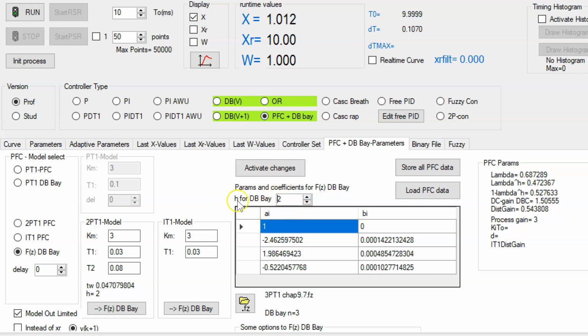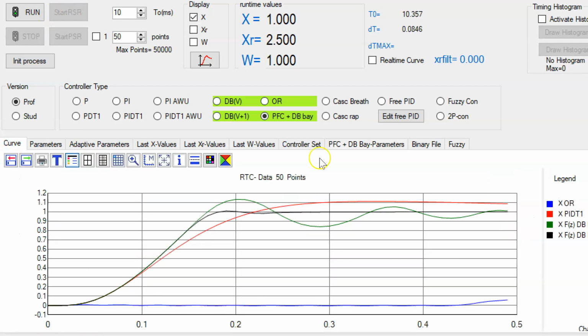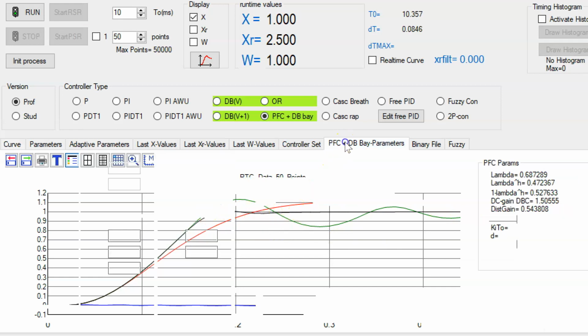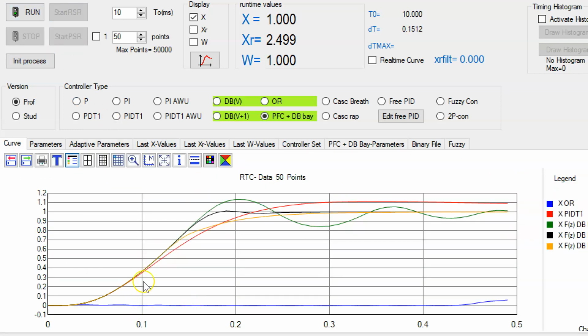I have a parameter called here age. Now I set this age to 2, and now look what happens with this parameter. Init process and start the curve. Now the oscillation is gone and we have a very nice black curve. If I set this to 3, run again, init process, then you see there is a slow creeping to the final value without any overshoot.